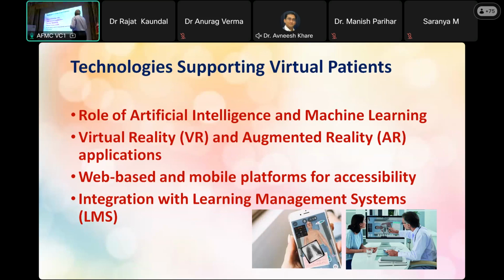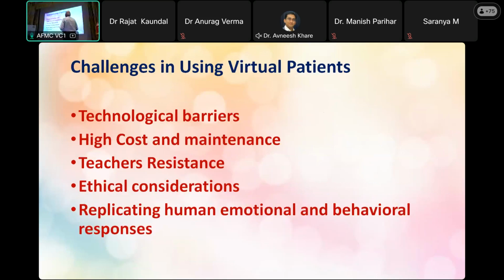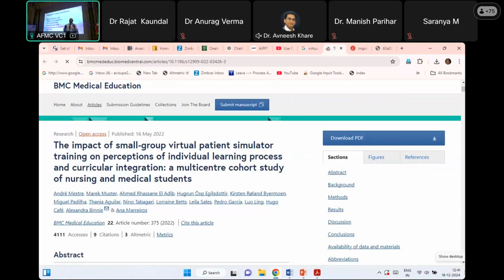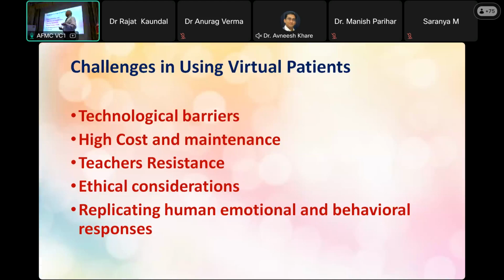So there are challenges of using virtual patients. There are technological barriers. I find many people still are not able to work on mobiles and laptops effectively. High cost and maintenance: we must understand that in our country, high cost is always there. But today, I think things have become a little cheaper. For example, making PowerPoints. You remember? Now AI PowerPoint gives you this at 83 rupees per month, and you can make as many as you want. So these are becoming cheaper and affordable to all of us.